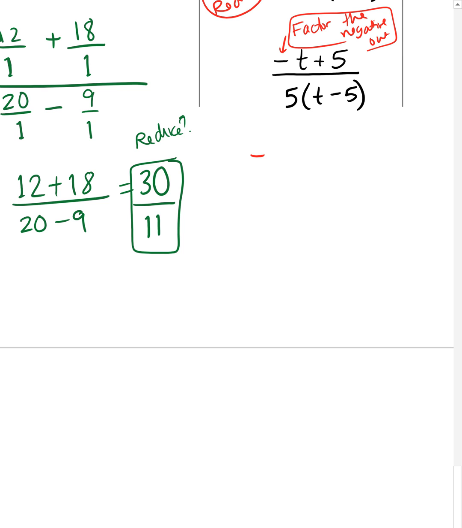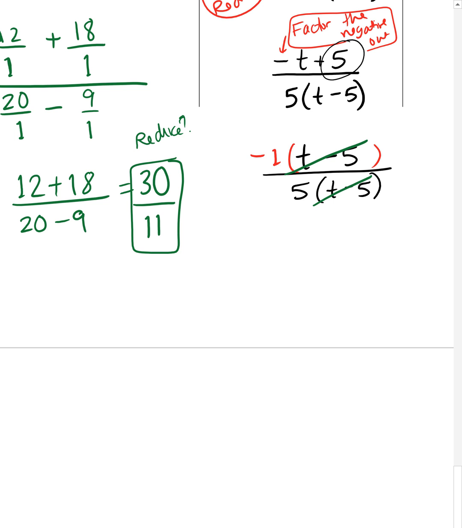Alright, let's see. If I take a negative 1 out of the numerator, I say, okay, negative 1 times what is t? Negative 1 times what is negative t? That'd be t. And then negative 1 times what is positive 5? It'd be negative 5. So there's the numerator. And then I got lucky now because the denominator has that same factor, t minus 5. So I think I'm able to cancel the t minus 5s.